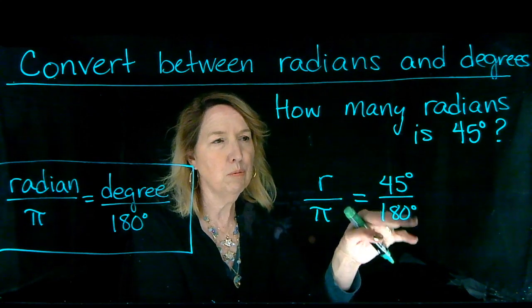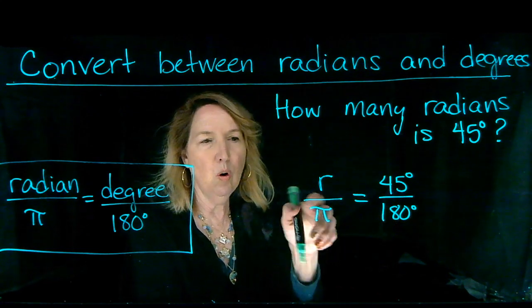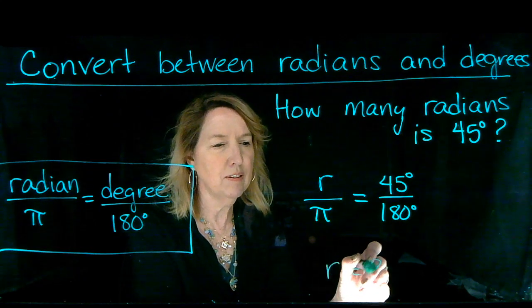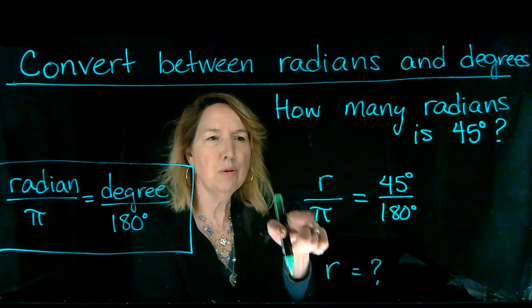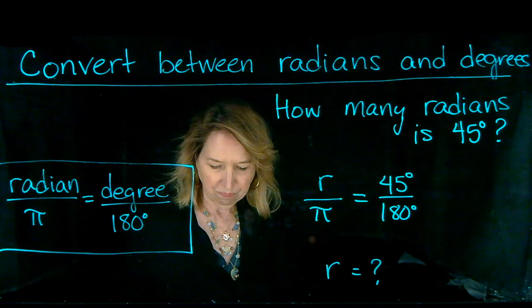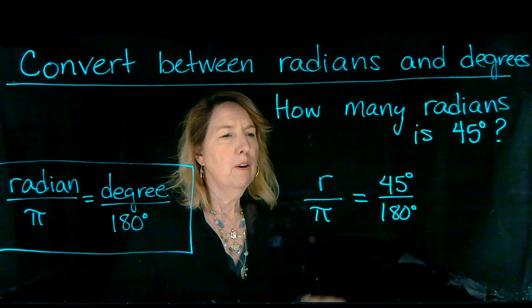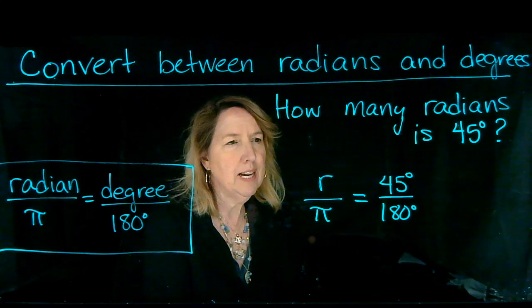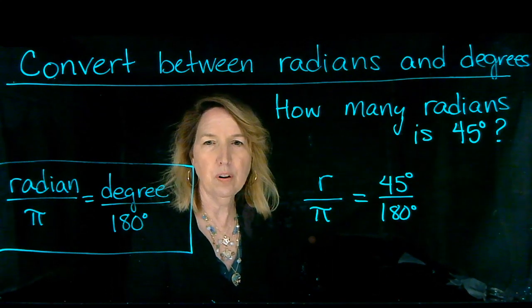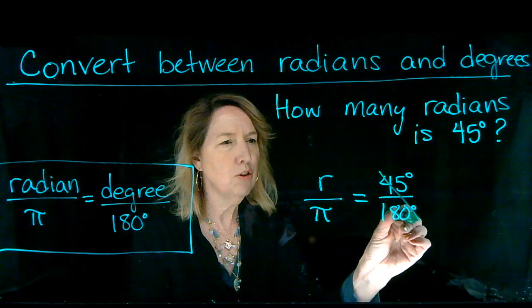To solve this, you could reduce the fraction. Your goal is to get radians by itself. So you're going to need to get rid of that pi. 45 goes into 180, how many times? 4, right? So this reduces to 1/4.